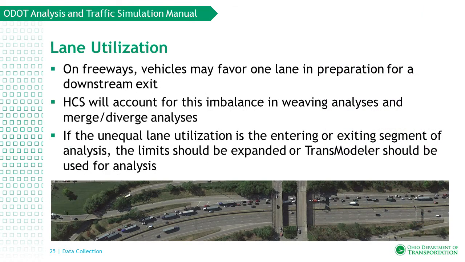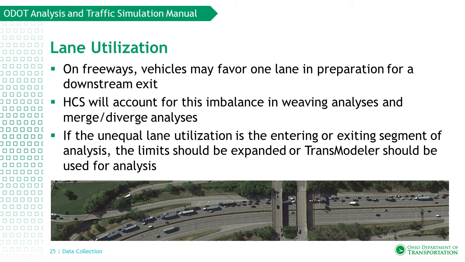On freeways, vehicles may favor a particular lane in preparation of a downstream exit. In the weaving analysis and consideration of upstream and downstream ramps for the merge-diverge analysis, HCS will account for the lane imbalance in most situations. However, unequal lane distribution can often be ignored in the analysis for boundary links.